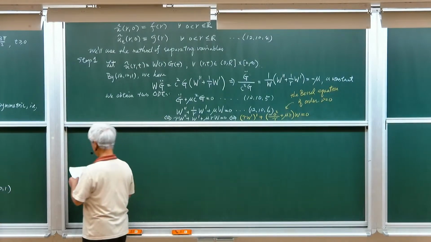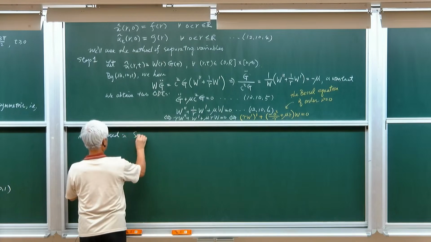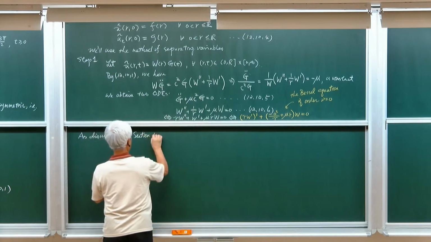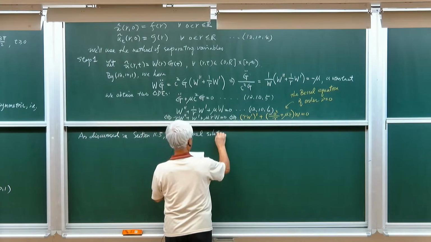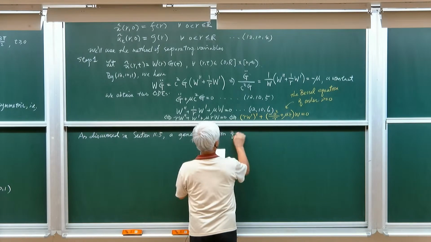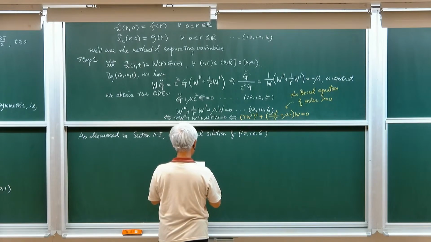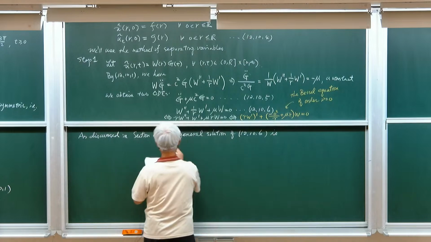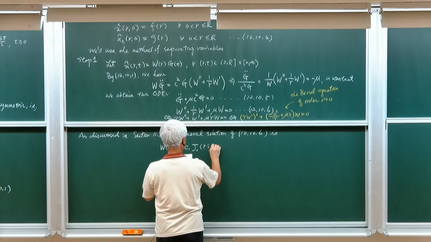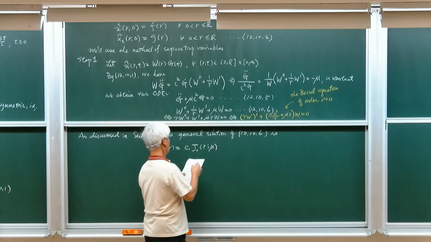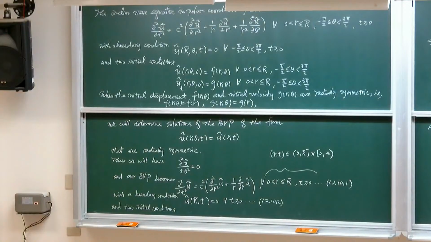So as discussed in section 11.5, a general solution of 12.10.6, this Bessel equation of order 0, is W(r) equal to C1 J0(r, parameter mu) plus C2 Y0(r, parameter mu).